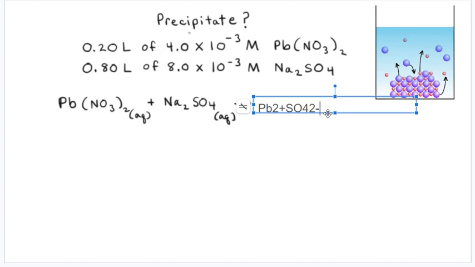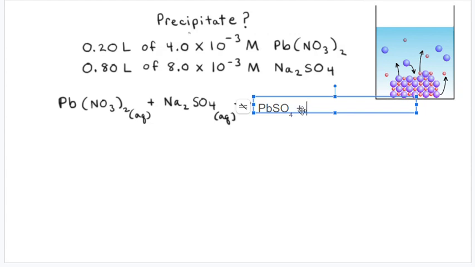So if it's a 2-, then they cancel each other out, and it's just going to be PbSO4, because the charge on Pb is 2+, the charge on SO4 is 2-. They cancel each other out, and we're good. So that is my first step.